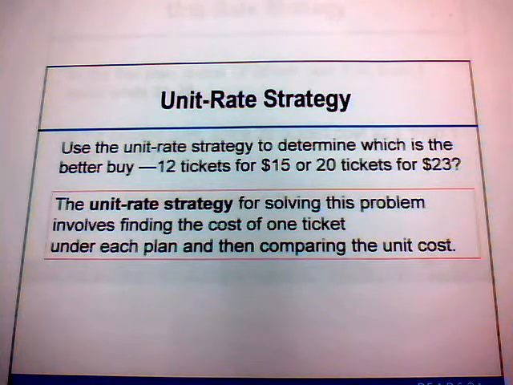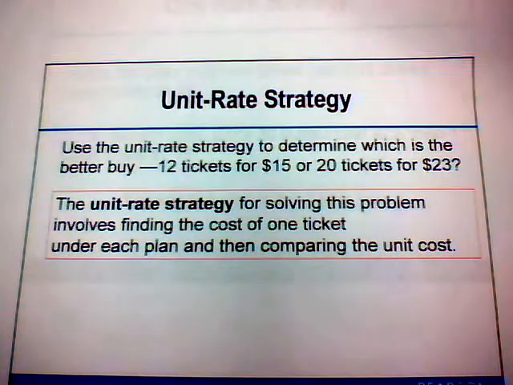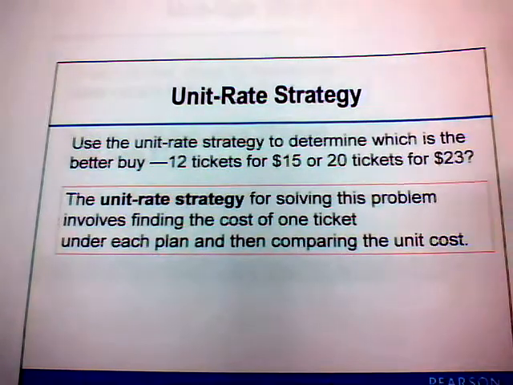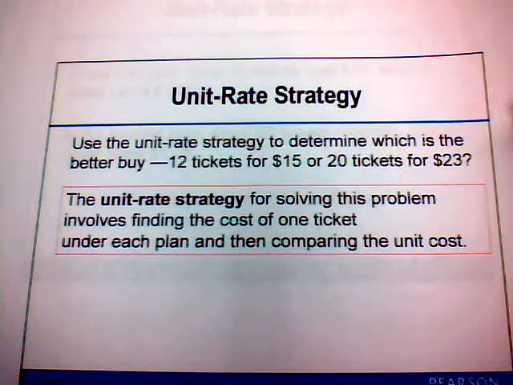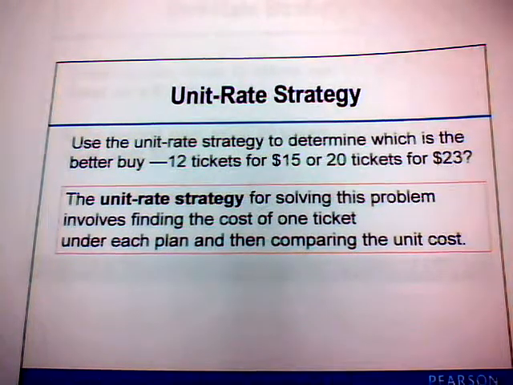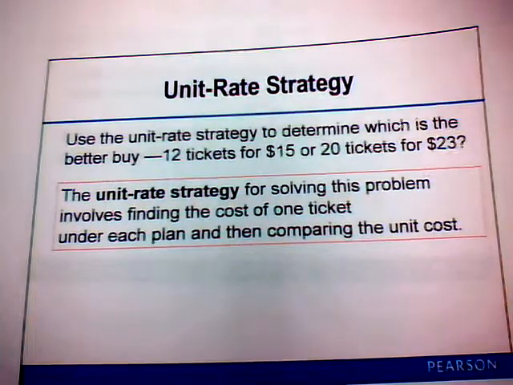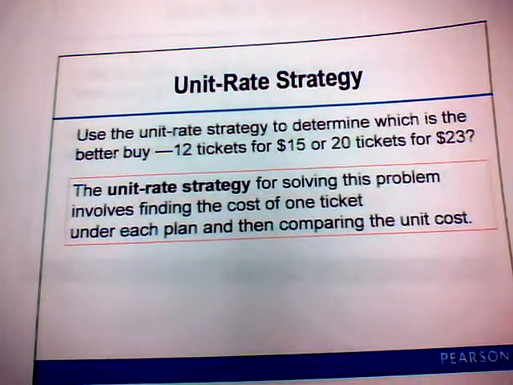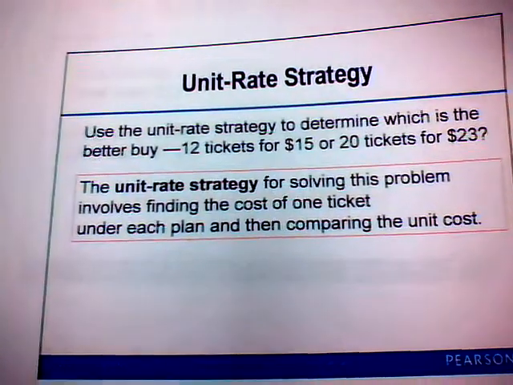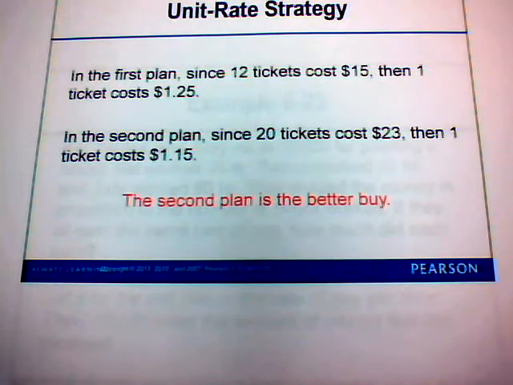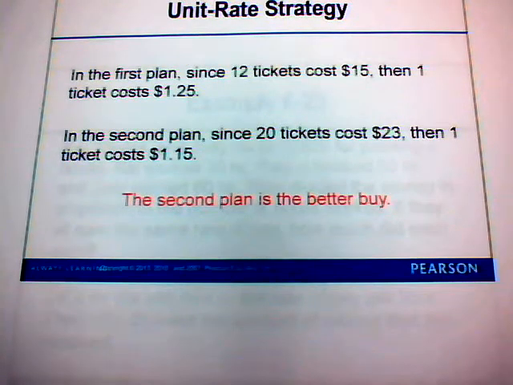We can also use the unit rate strategy for solving this problem, involving finding the cost of a single ticket under each plan, and then you compare the unit cost. Okay, so here we're going to take the same example of 12 tickets for $15 and 20 tickets for $23, and we're going to use the unit rate strategy to find out which one would be the better buy. So in the first plan, 12 tickets cost $15. A single ticket would cost $1.25.